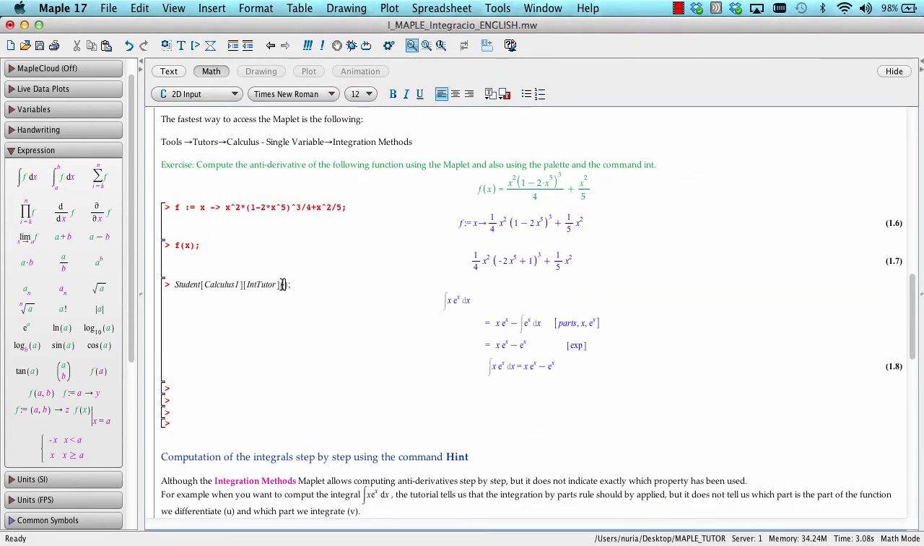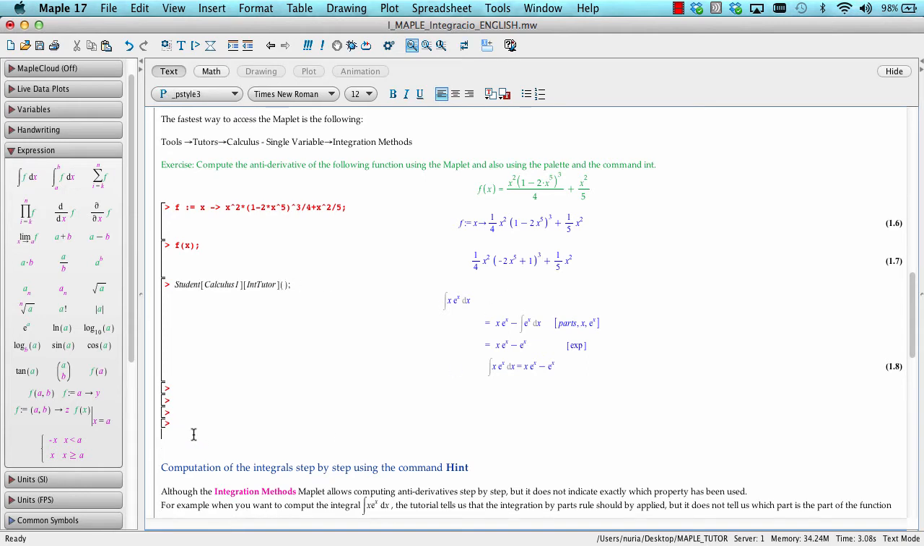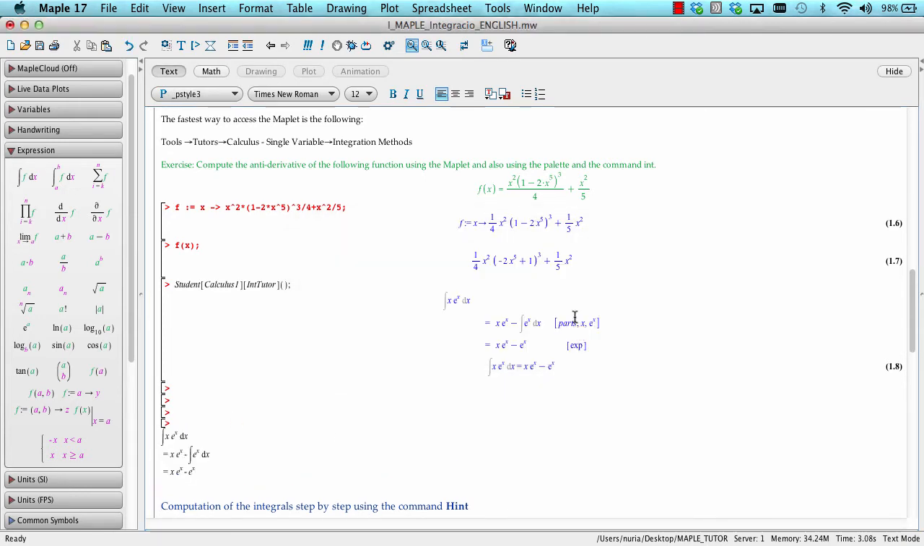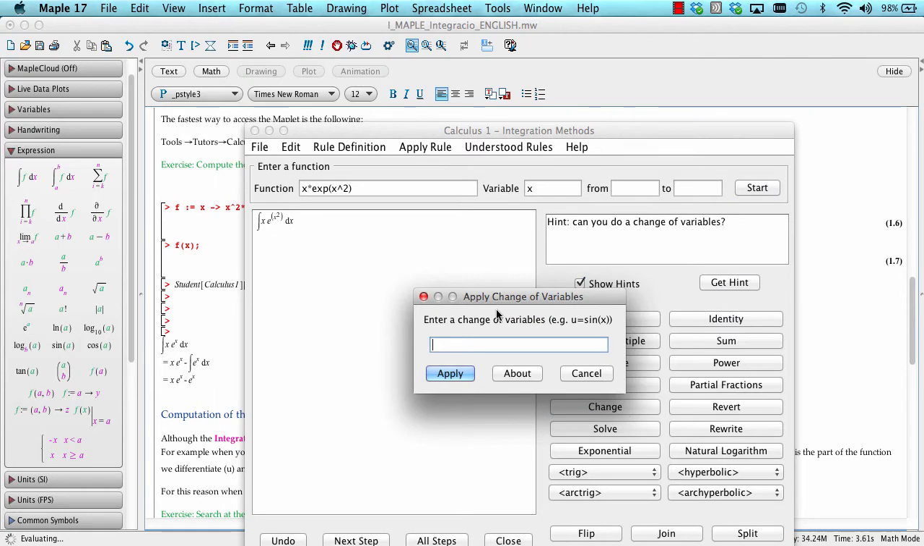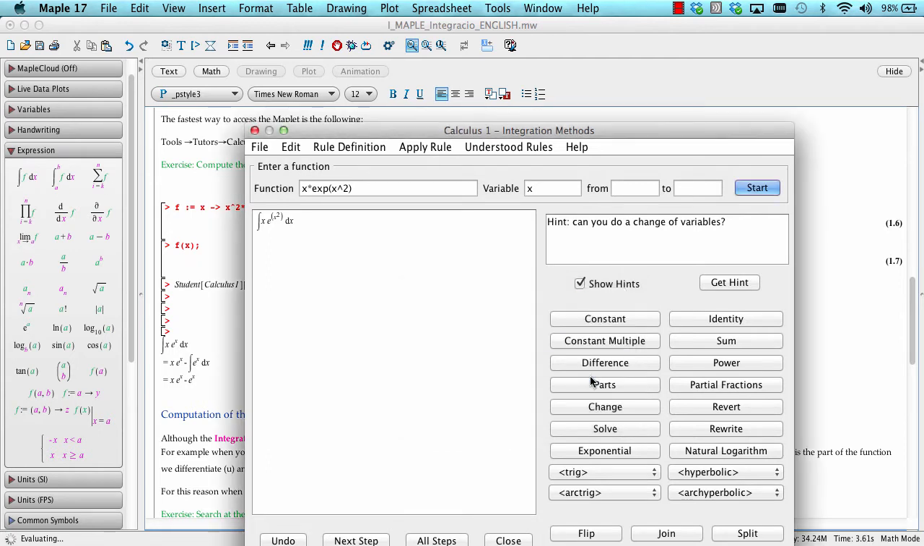If you don't get the results, since we have copied it, you can paste them, and then you will get all the steps. Now the last one, x times the exponential of x squared. We get here and it says, can you do a change of variables? Maple is suggesting that we do a change of variables, but Maple is not saying which change of variables. It asks us to make a change of variables, but we have to enter the change.